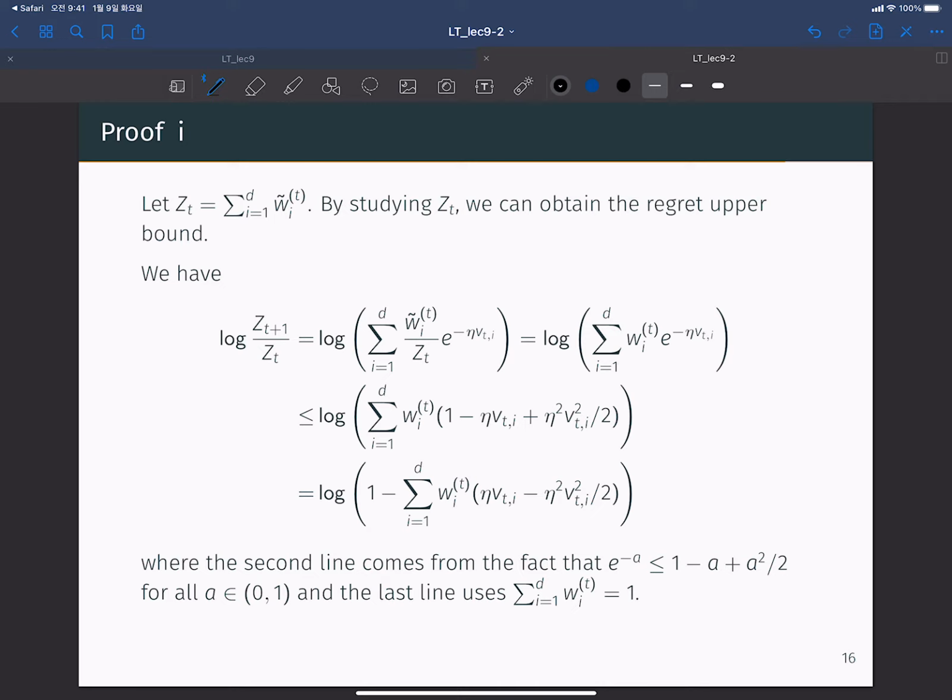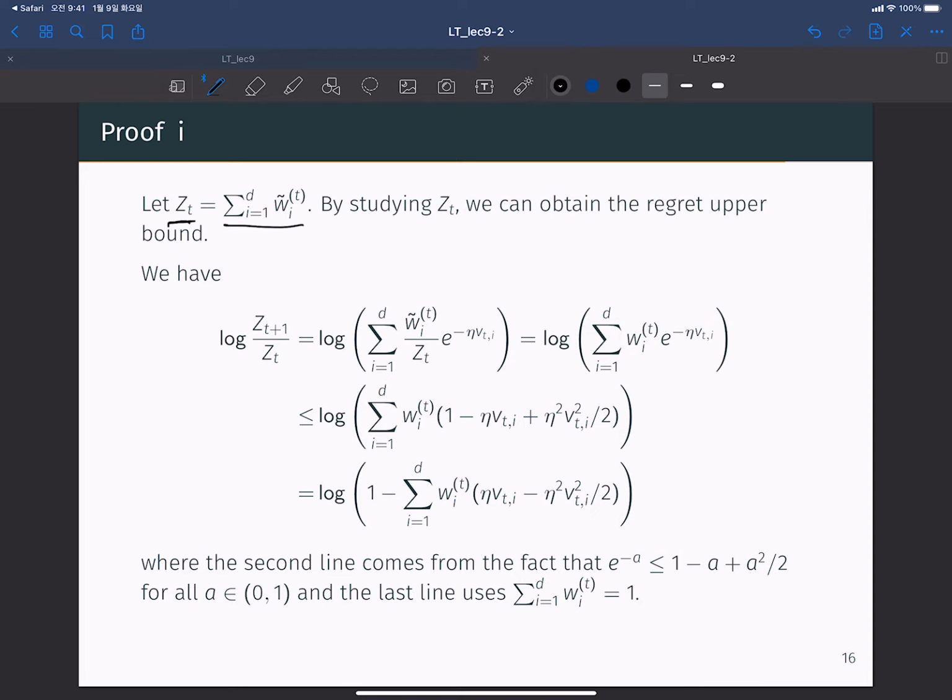So instead of directly attacking the regret, we will find an upper bound and a lower bound of a potential function, and then using the upper and lower bounds, we can conclude the regret. Then what is the potential function? The potential function is the denominator term, the normalizing factor for the w_t vector. So let Z_t be equal to the sum of w tilde t, the normalizing factor to define the w probability vector. So by studying Z_t, we can obtain the regret upper bound.